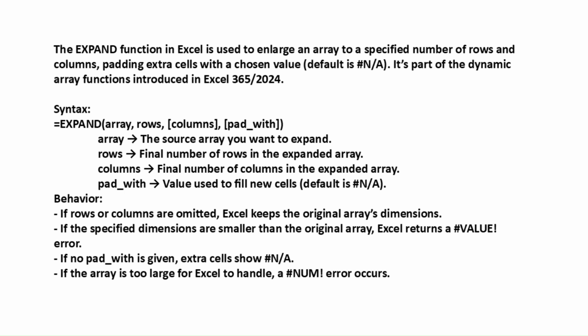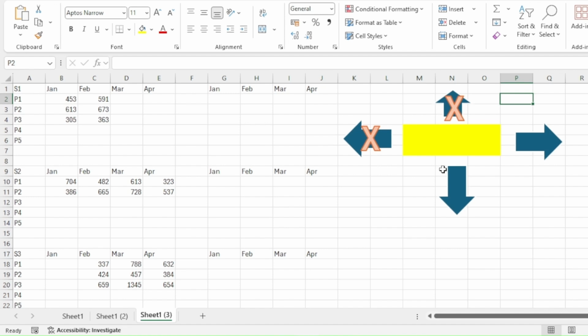Behavior. If rows or columns are omitted, Excel keeps the original array's dimensions. If the specified dimensions are smaller than the original array, Excel returns a #VALUE! error. If no pad_with is given, extra cells show #N/A. If the array is too large for Excel to handle, a #NUM! error occurs. The EXPAND function expands a range to the right or downwards. It cannot expand upwards or to the left.